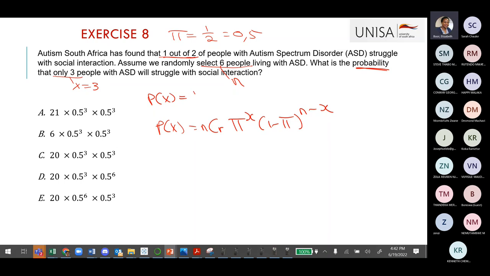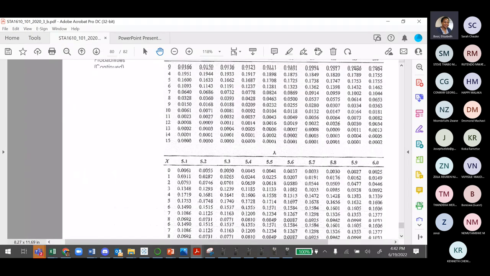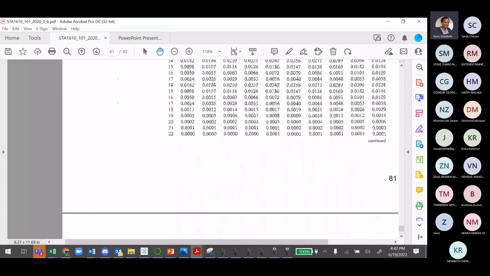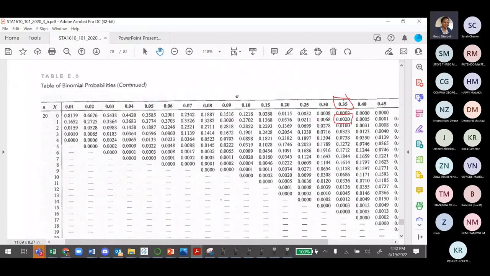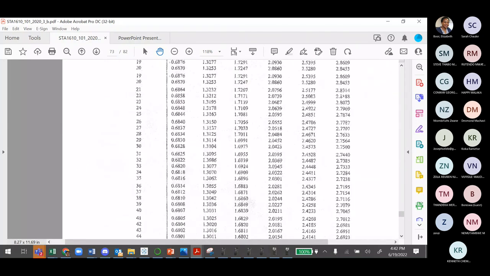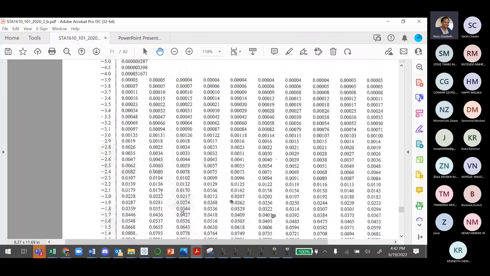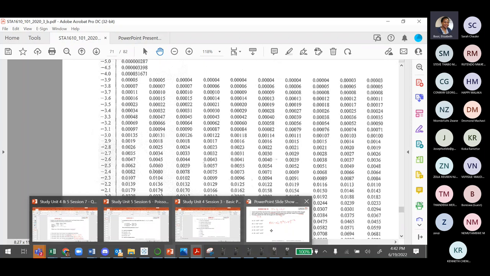X is equals to, how do we do this? In fact, I'm not going to use that other formula because now I need to go and memorize what that formula looks like. Do we have formulas on this? Nope, we don't have formulas, but you know what formulas are there to use anyway.